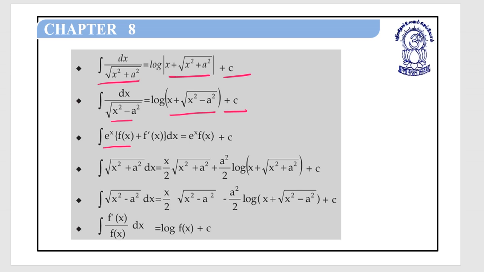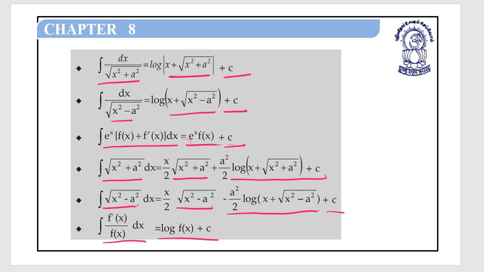Integration of e raised to x (f of x plus f dash x) dx is equal to e raised to x f of x plus c. Integration of under root x square plus a square dx is equal to x by 2 under root x square plus a square plus a square by 2 log in the bracket x plus under root x square plus a square plus c. Integration of under root x square minus a square dx is equal to x by 2 under root x square minus a square minus a square by 2 log x plus under root x square minus a square plus c. Integration of f dash x upon f of x dx is equal to log f of x plus c.